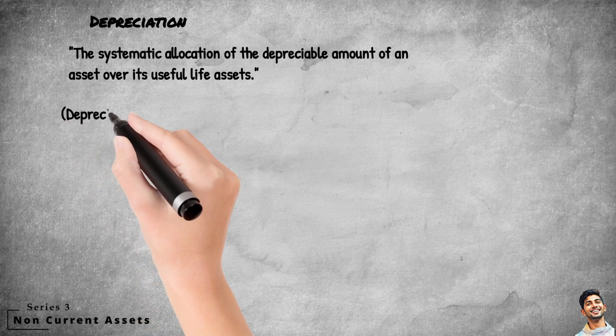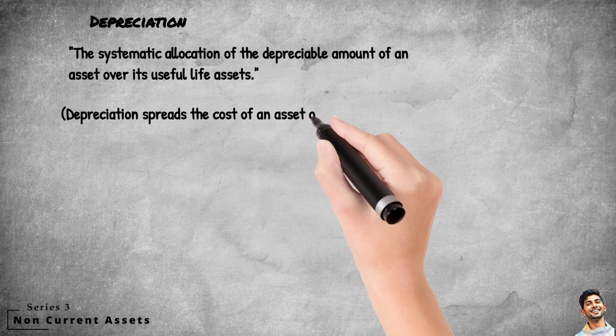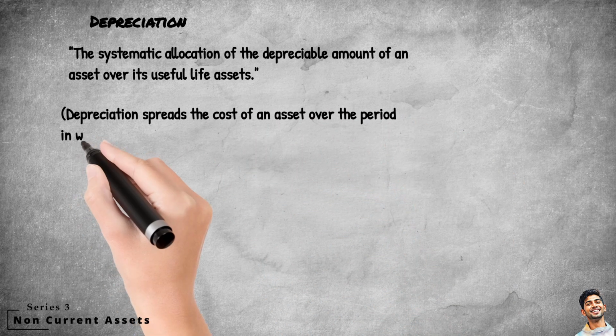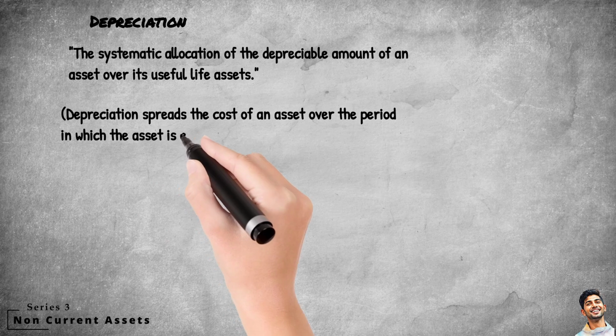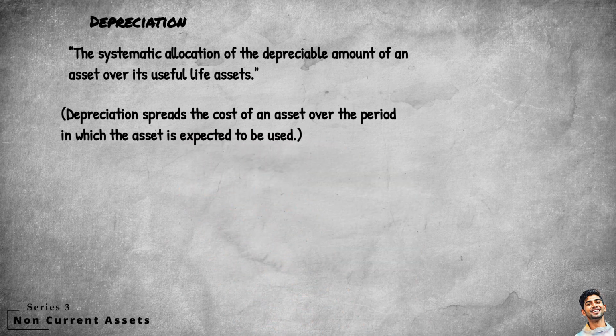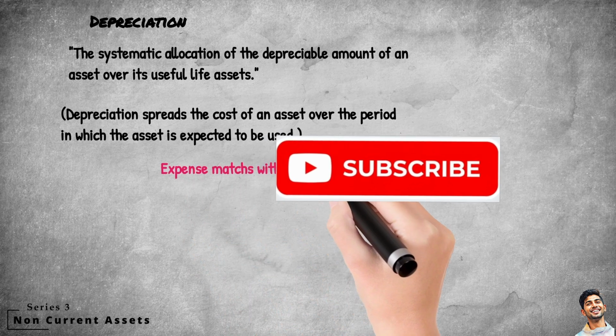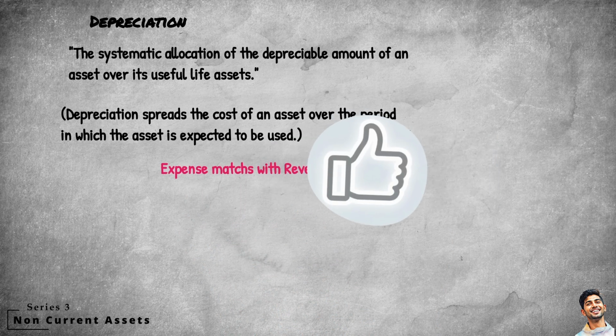Simply put, depreciation spreads the cost of an asset over the period in which the asset is expected to be used. This follows the matching concept. The idea is that expenses should be matched with the revenue they help generate.